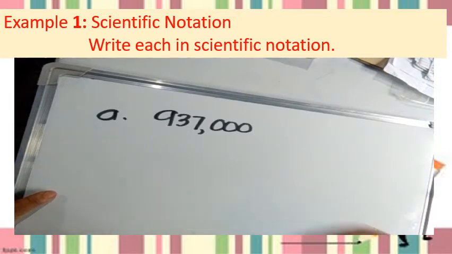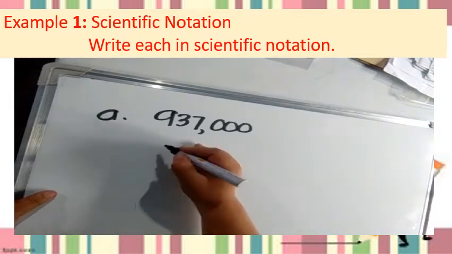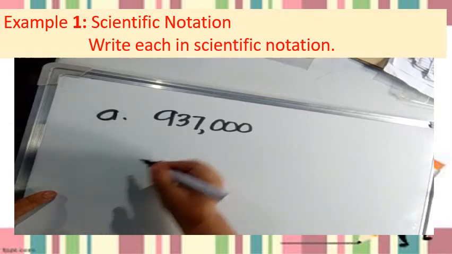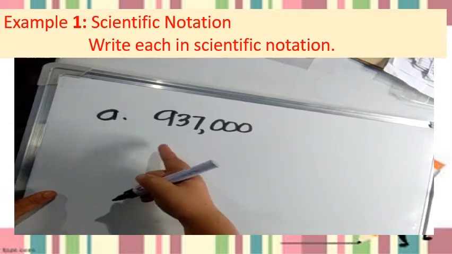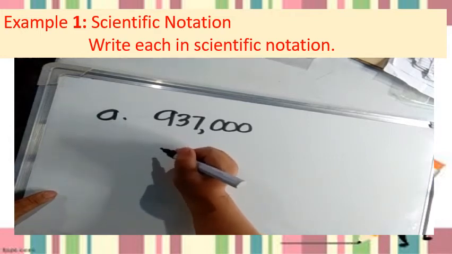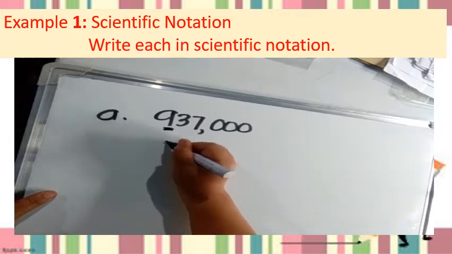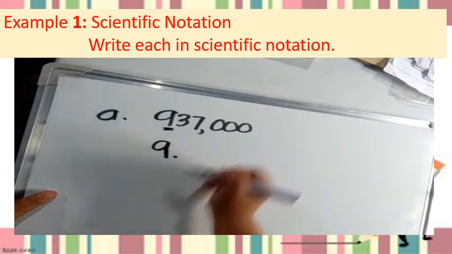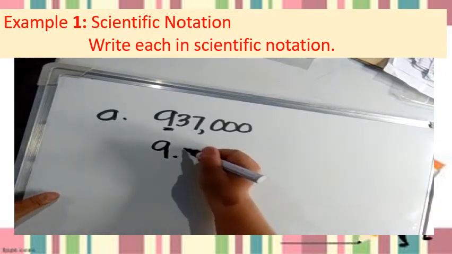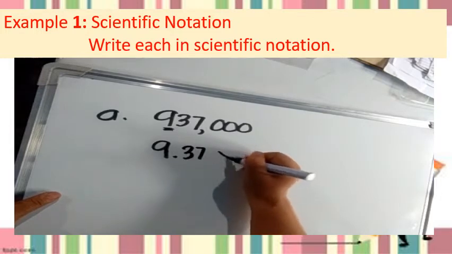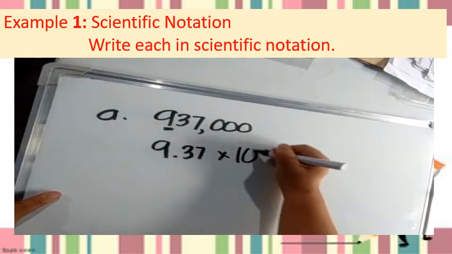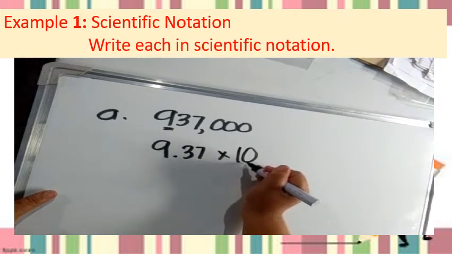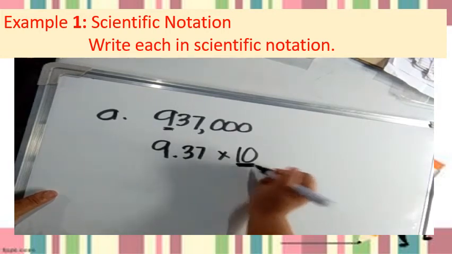So, what are the steps? First thing to do is to look for the first non-zero digit. Here we will put the decimal point. So, it is what? 9. Okay? 9. Then point, and then next is 37 times 10. In scientific notation, class, it is always multiplied by a base of 10.